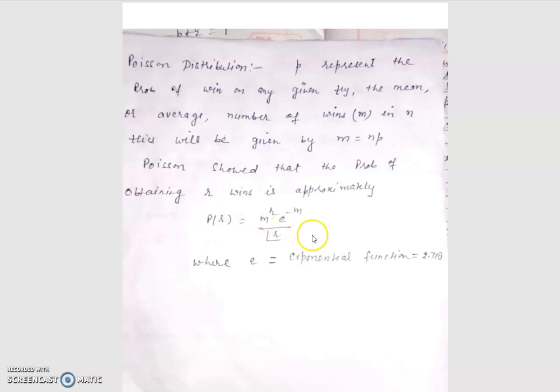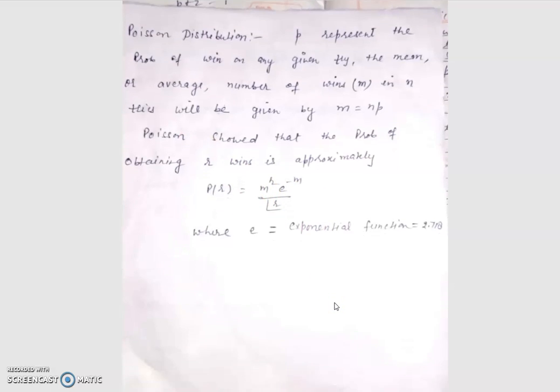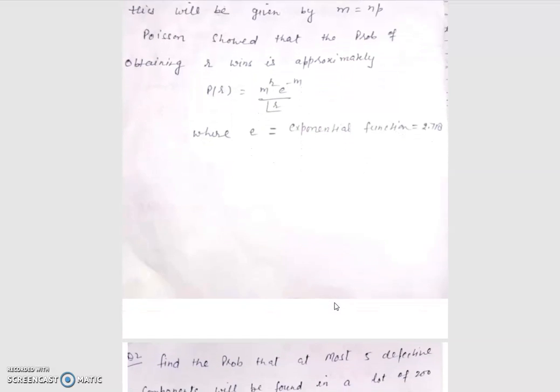So that's why m is np. The value of e, an exponential constant, is 2.718. This value we can use in our numericals, where r equals 0, 1, 2, 3, 4.